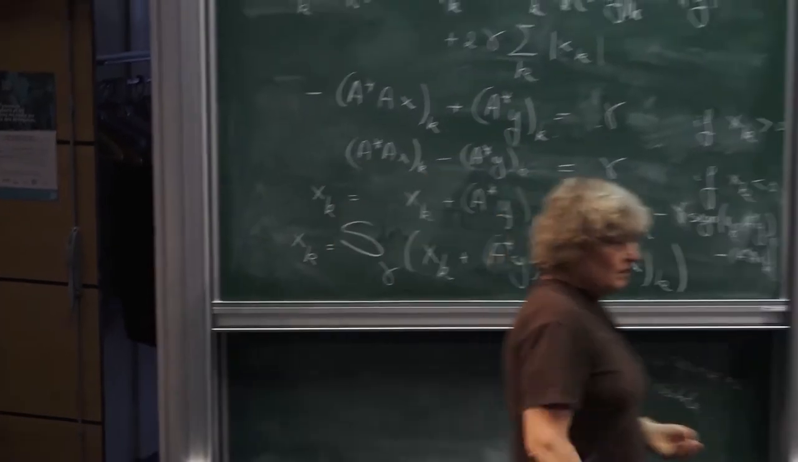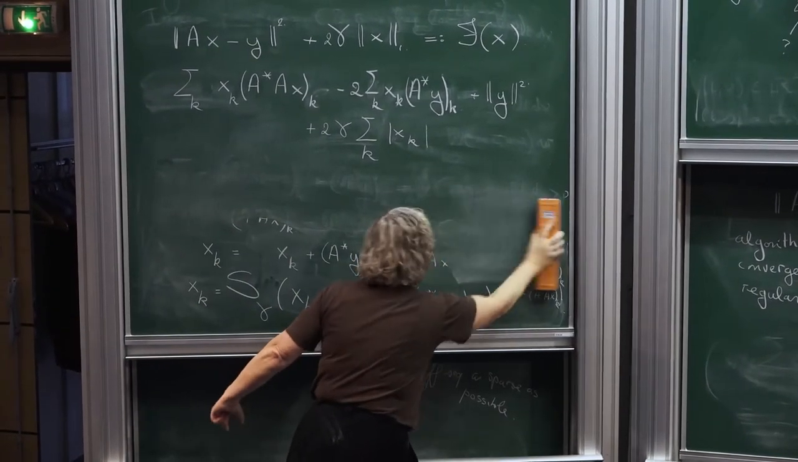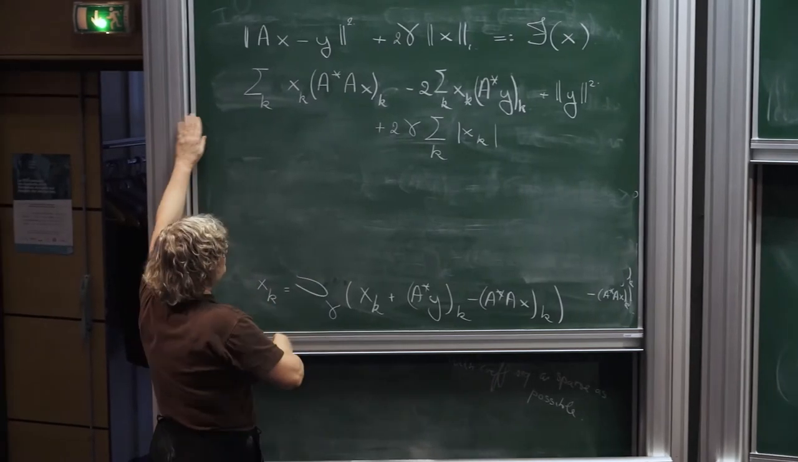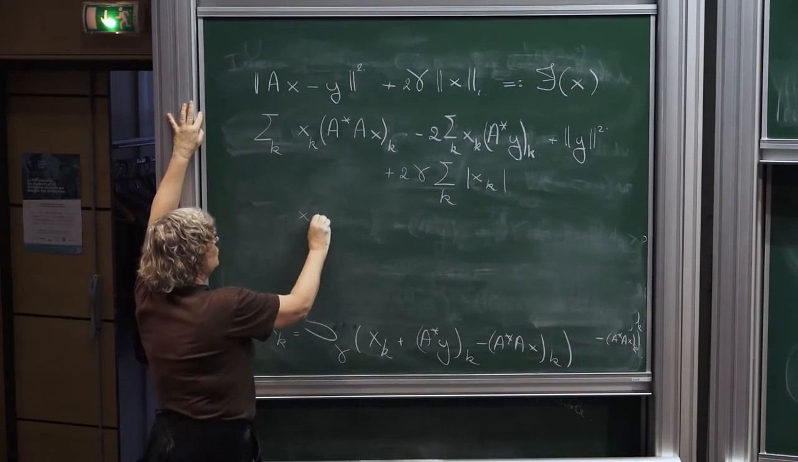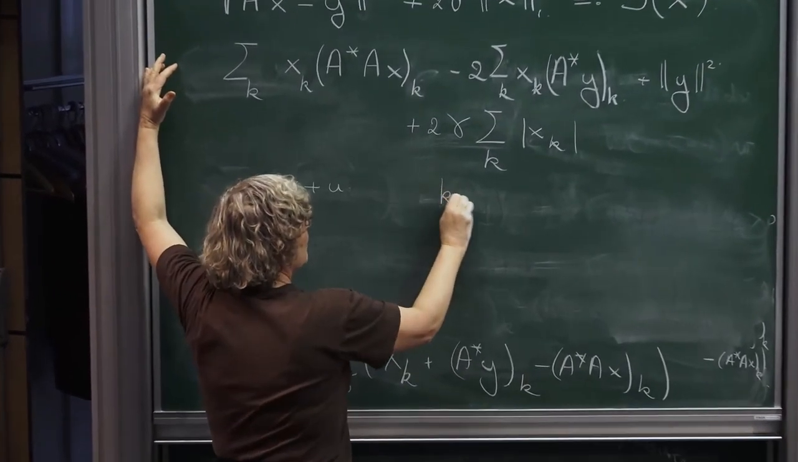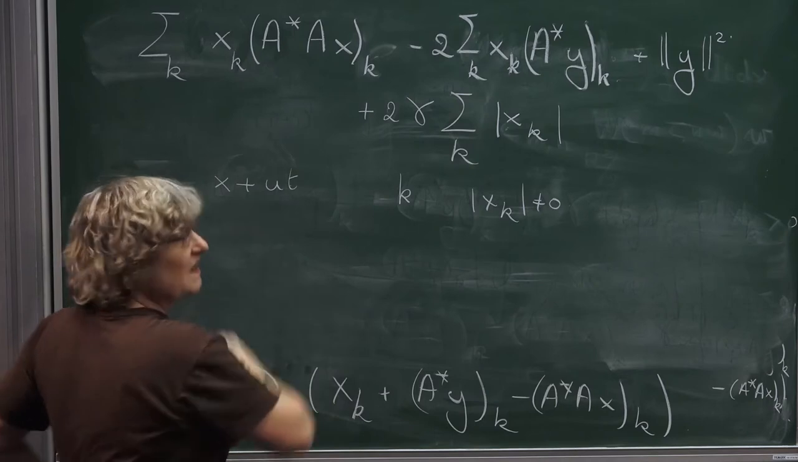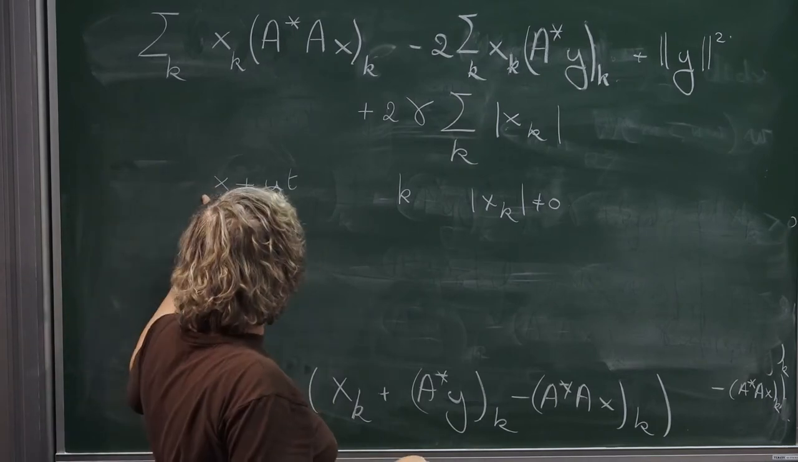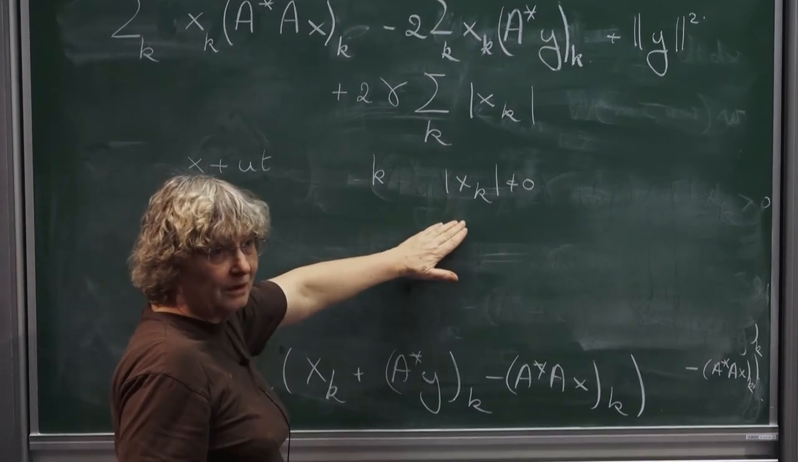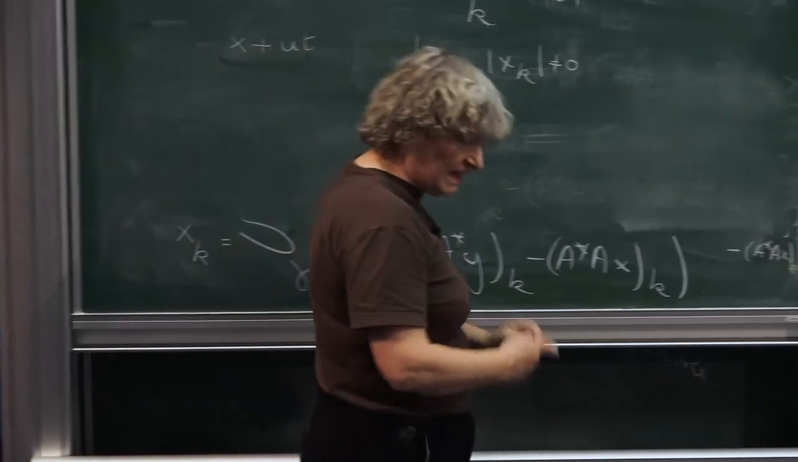I did it hand-waving here, but you can do it rigorously, except it will take me another board, by really looking at what happens when you do a variation. So you say, let's add a little u to x, and you have to differentiate between those k for which xk is different from zero, because then you can make your t small enough that the sign of xk plus u t is the same as xk. But you can only do that if xk is not zero. If xk is zero, then you end up with a u and you get a different equation. And that's how you do it rigorously. But in the end, you do get this equation. That is the minimizing equation.